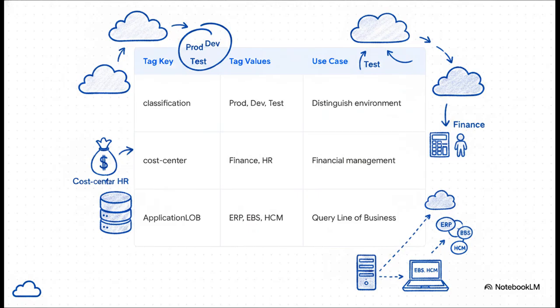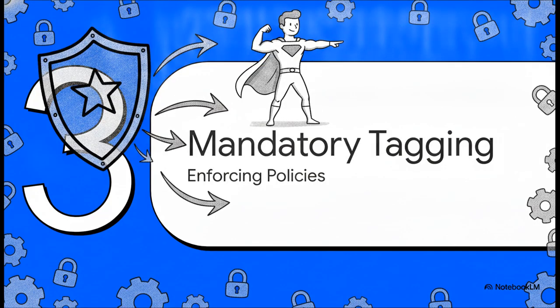Taking that database-style approach into practice, think about some standard tag keys. If you use classification as a key, your values would be things like prod, dev, or test to instantly distinguish your environments. Need to track the budget? Use a cost center key with values like finance or HR. You can even group related infrastructure across different resource types using a key like application LOB, for line of business, and assign values like ERP. This setup is a total game changer, allowing for incredibly efficient resource querying and cost analysis just by filtering for specific combinations.